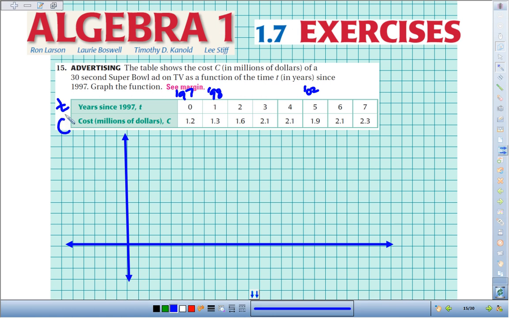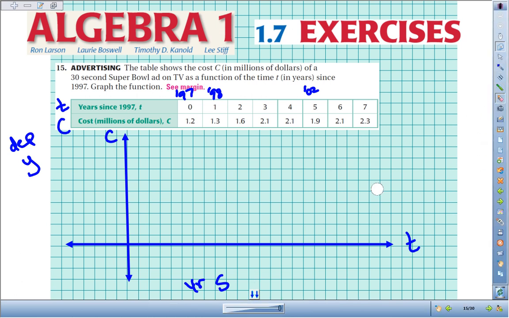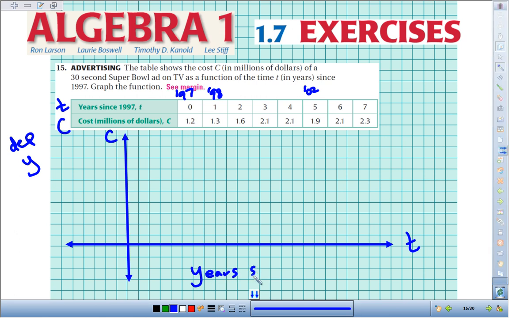The cost depends on the year, so cost is our dependent variable, which we usually associate with the y-axis. So I'm going to call this cost. I'm going to call this t, time since 1997. We should always describe what's going on in a real-world situation, maybe with a little better writing than I did there. I'll try it again. So I've got years since 1997, and here I'll call it money in millions.